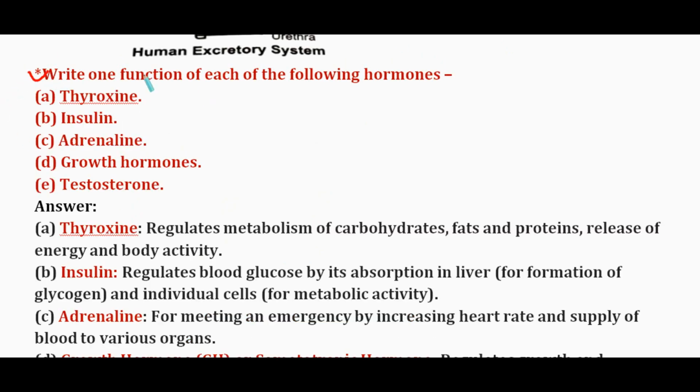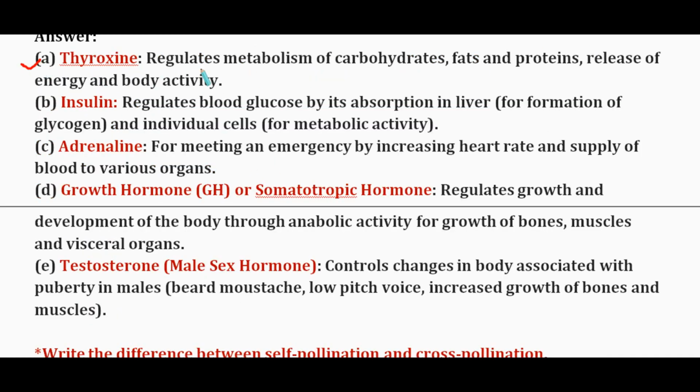Now the question: write one function of each of the following hormones: thyroxine, insulin, adrenaline, growth hormone, testosterone. Thyroxine regulates metabolism of carbohydrates, fats and proteins, and body activity. Insulin regulates blood glucose by its absorption in liver for formation of glycogen and in individual cells for metabolic activity. Adrenaline is for meeting an emergency by increasing heart rate and supplying blood to various organs.